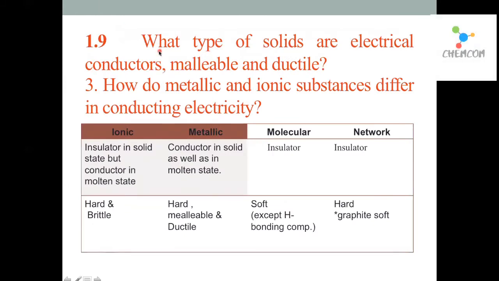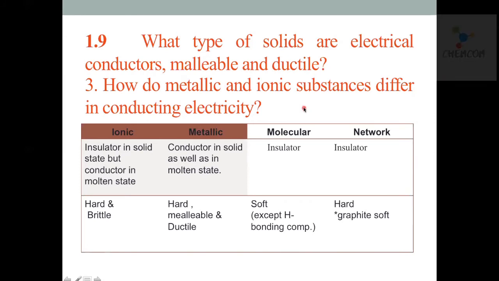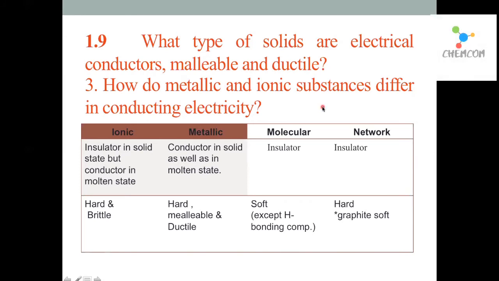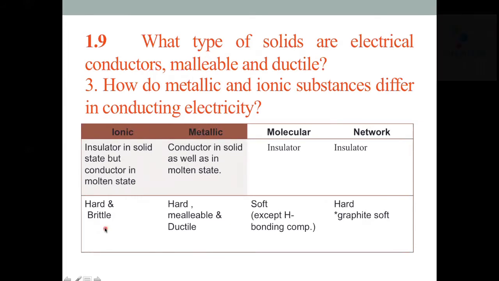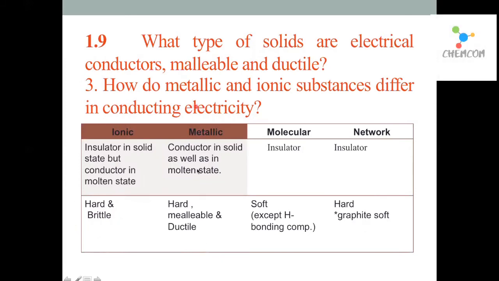Similarly, the same pattern of questions. What type of solids are electrical conductors, malleable or ductile? How do metallic and ionic substances differ in the way of conducting electricity? The answer will be in the table. The first two columns give the answer, so there is no need to write the rest. The table has already been discussed.